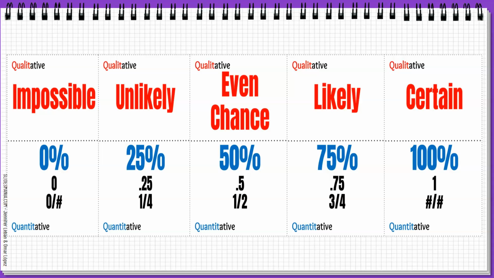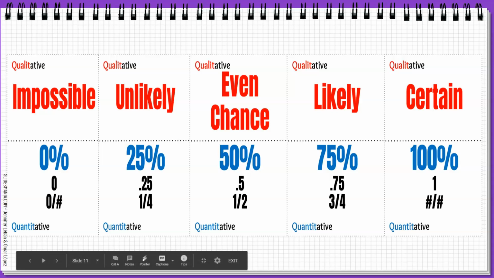So on the top, we have our qualitative, which have to do with a quality, and our bottom is our quantitative, which have to do with a quantity, a number.